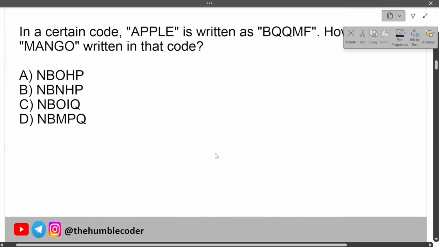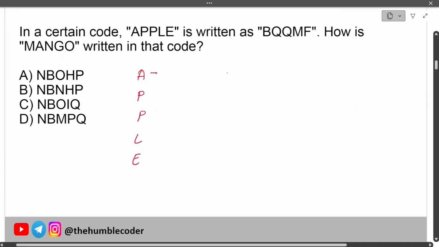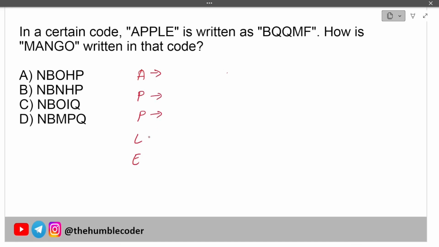So next question is, in a certain code, Apple is written as BQQMF. How will mango be written? These kinds of questions, if you are not aware how to solve them, let me tell you. We have one example based on which we have to understand the coding pattern and find out the answer for the asked question. So let's see, A to B, which means plus 1 character, P to Q, 1 character, L to M, 1 character, E to F, 1 character.